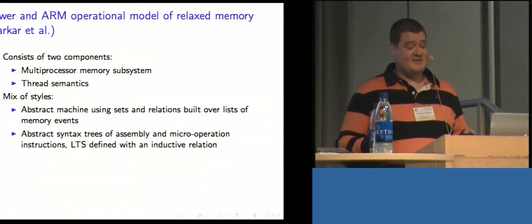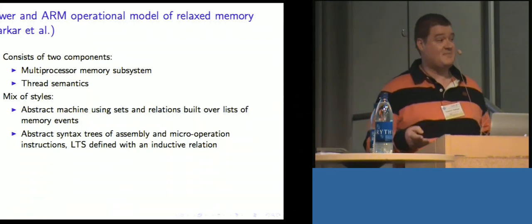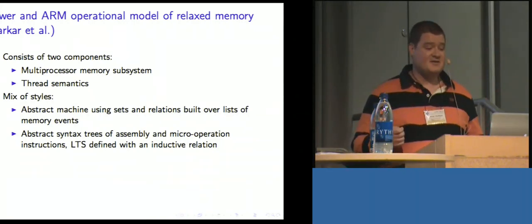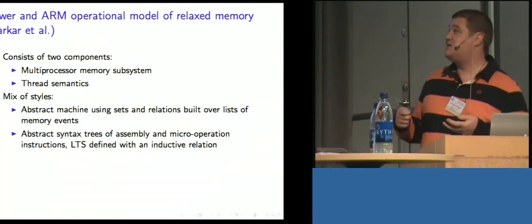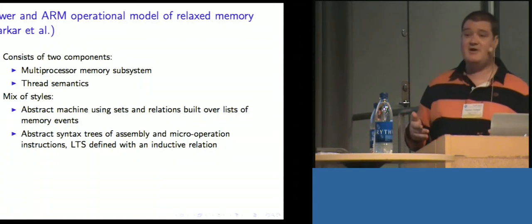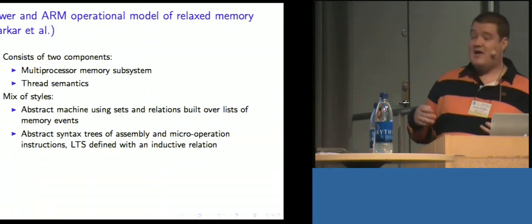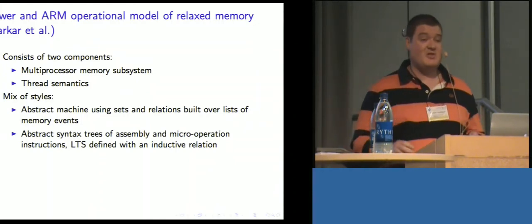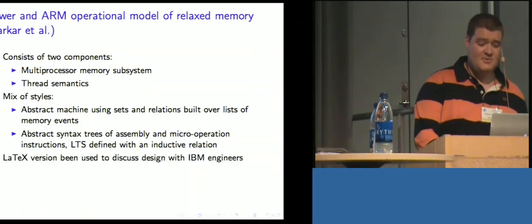So the multiprocessor memory subsystem is specified as an abstract machine, which uses sets and relations built over lists of memory events. And the thread semantics is specified as a series of abstract syntax trees of assembly and micro-operations with a label transition system defined over them with an inductive relation.